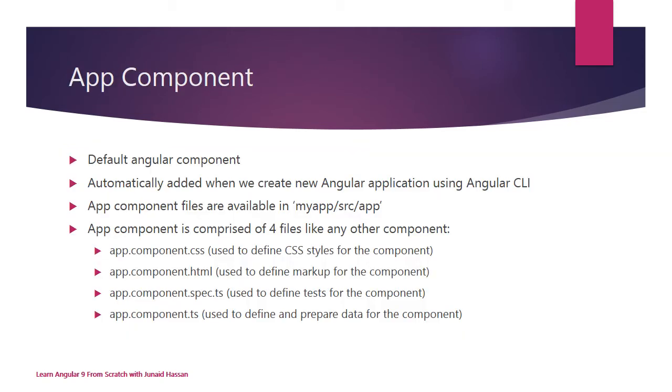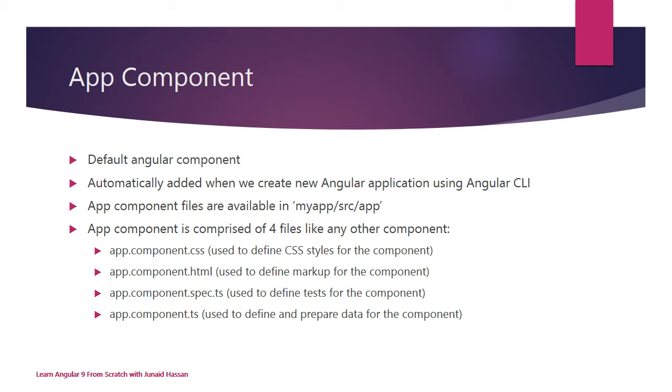The app component is automatically generated when we create a new Angular application using Angular CLI, as we did in the previous video. The app component is comprised of 4 files like any other Angular component. The component files are available inside the folder myapp/source/app.